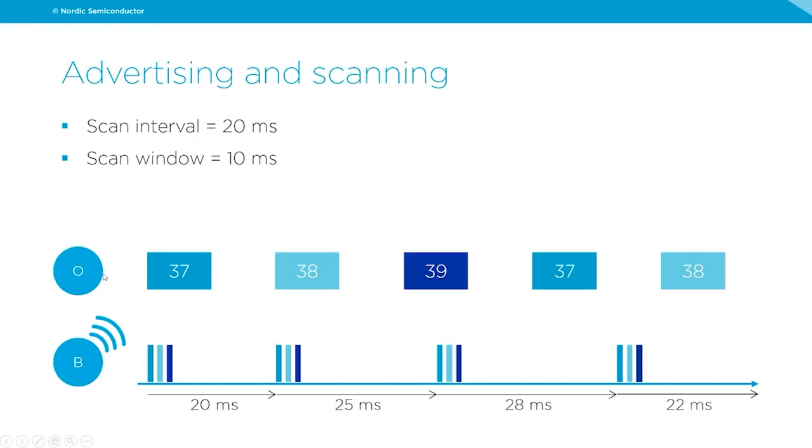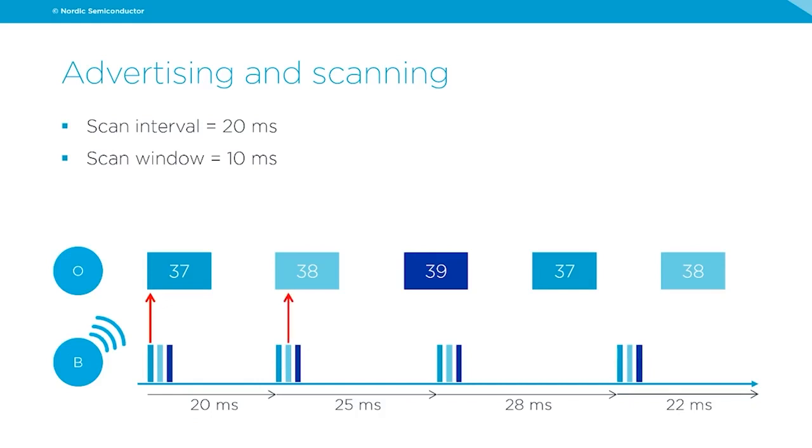Here we are looking at the scanner. The scanner usually can only scan 1 channel at a time, because most of the time the scanner has only 1 antenna. Here we are looking at a scanner with a scan interval of 20 milliseconds and a scan window of 10 milliseconds. We see that when it scans on channel 37, it can receive the advertising packet on channel 37.